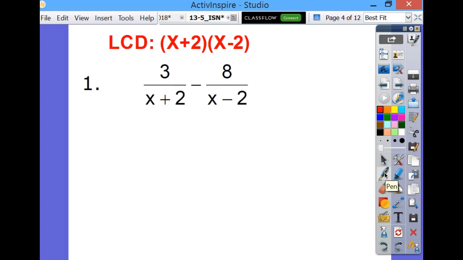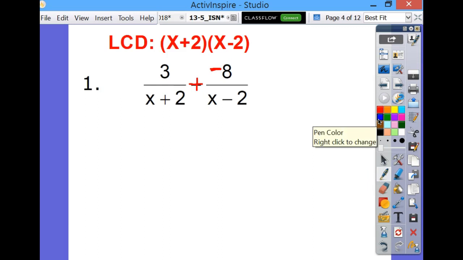This is the next problem number 1. I don't know who, I didn't number these. And so on this next problem, I guarantee you're going to do better if you change subtraction to adding a negative. Now it's an adding problem, just like we were doing yesterday.